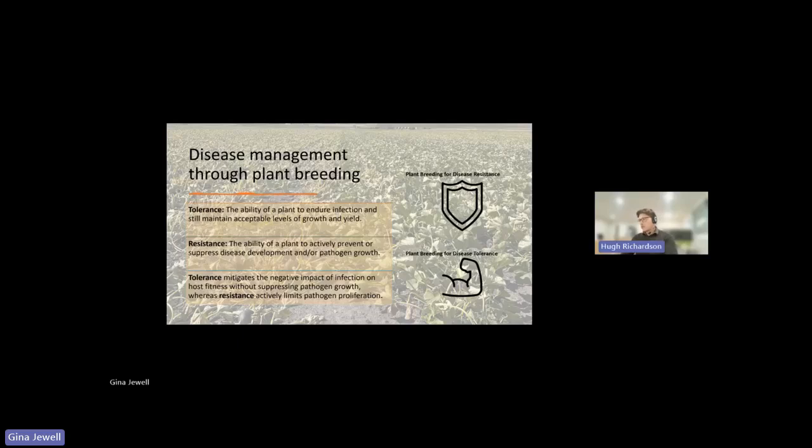So it's the ability of the crop to be in the field, it gets infected, the pathogen is still active, but you're able to get something out at the end of that crop period, that crop cycle. Versus resistance, where you actually have the innate ability of a crop plant to suppress the disease development and pathogen growth. So the key difference here is your ability to manage pathogen loadings within a system. And so to sum up, tolerance mitigates the negative impact of infection on host fitness without suppressing pathogen growth, whereas resistance actively limits pathogen proliferation. Next slide, please.